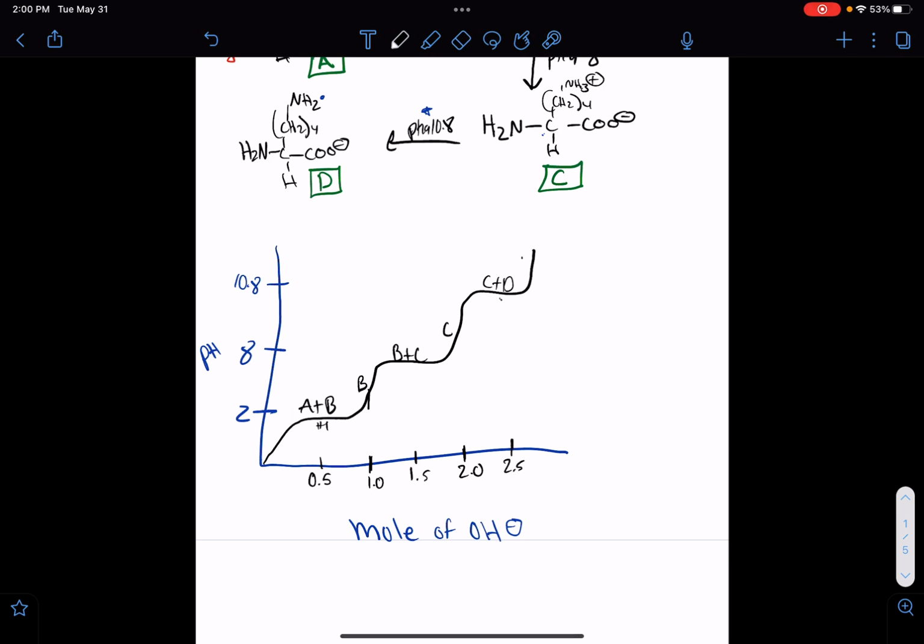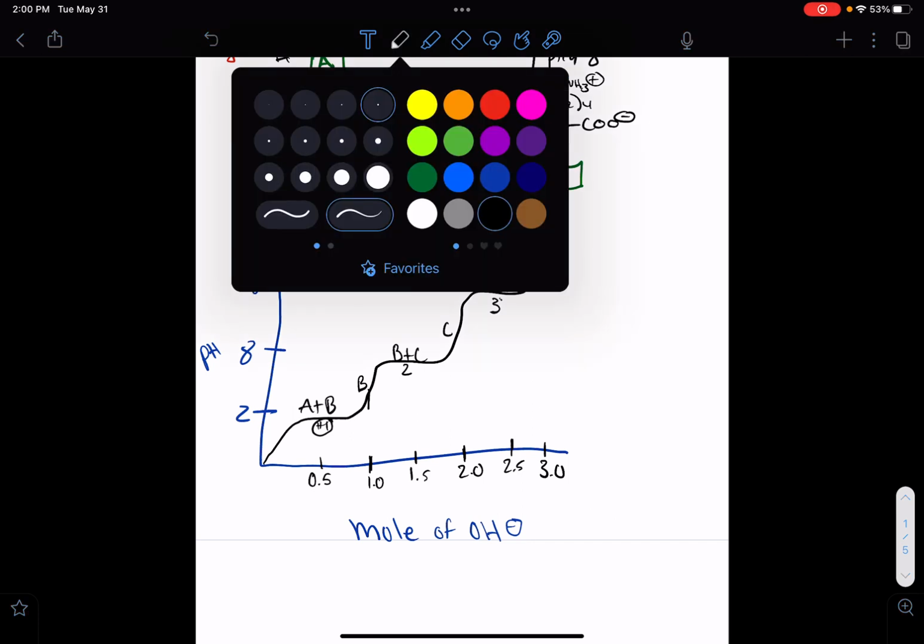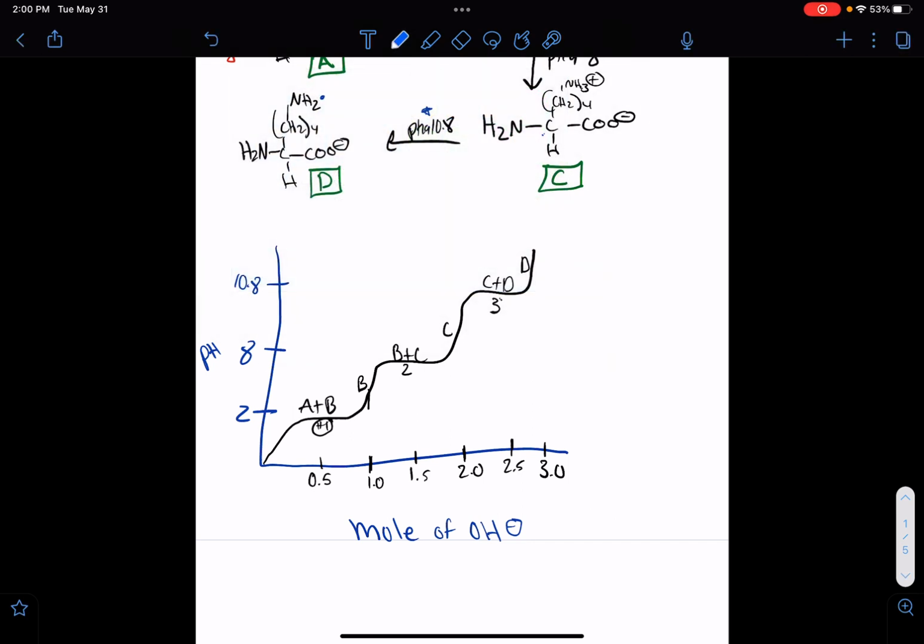Then we're going to go back up for another equivalence point, and that's going to be at 3. So that's where we're going to end, at 3.0 moles of OH. So this was the first equivalence point right here. This is the second. This is the third. I'll do a different color. I'm sorry, let me erase this real quick.